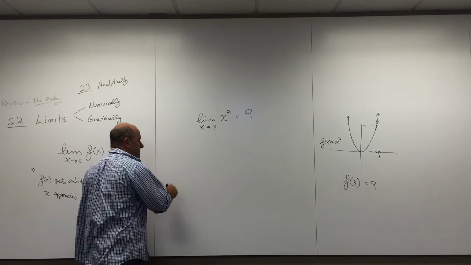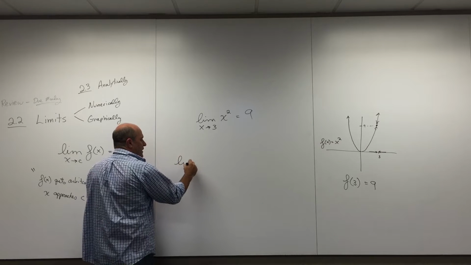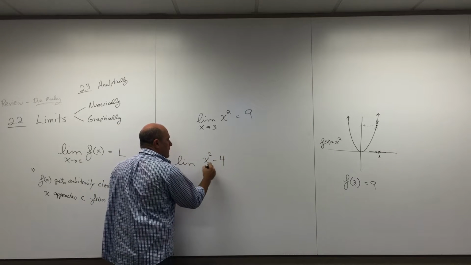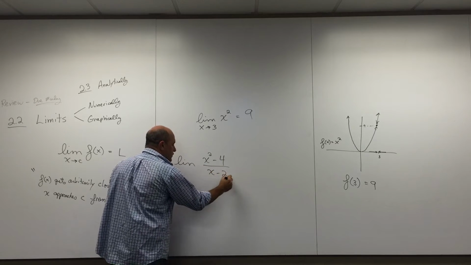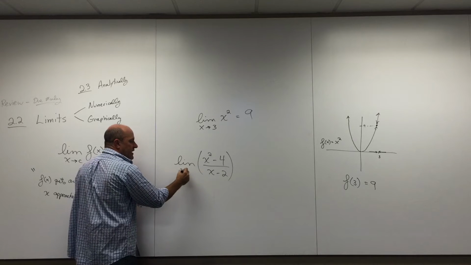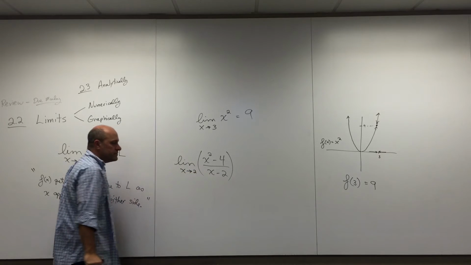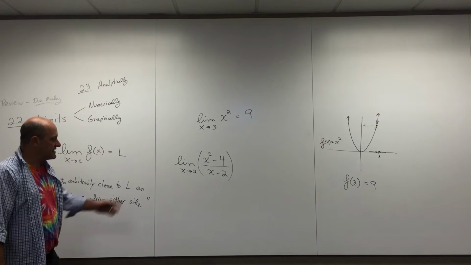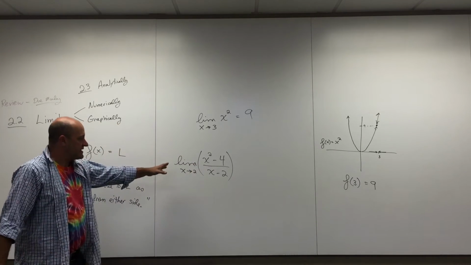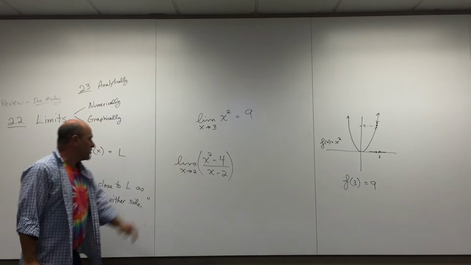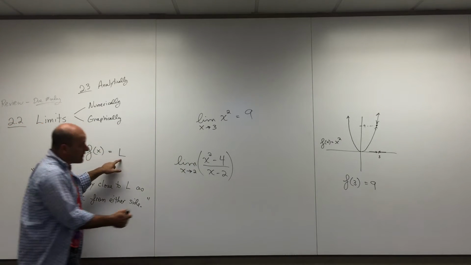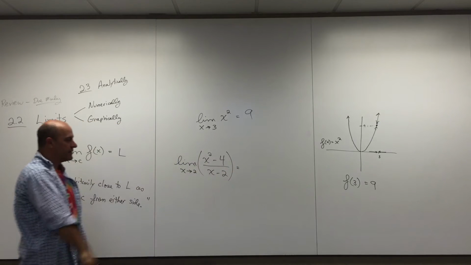Let's look at a different problem. Let's look at this one. The limit of x squared minus 4 over x minus 2 as x approaches 2. That's the limit of that function as x approaches 2. I'm looking for the answer, L.